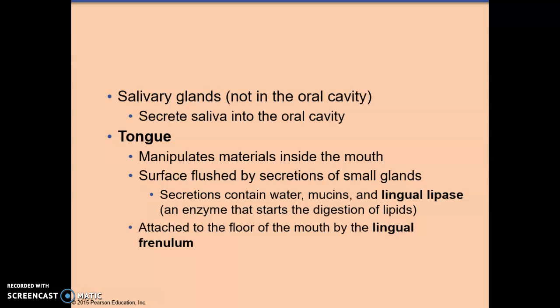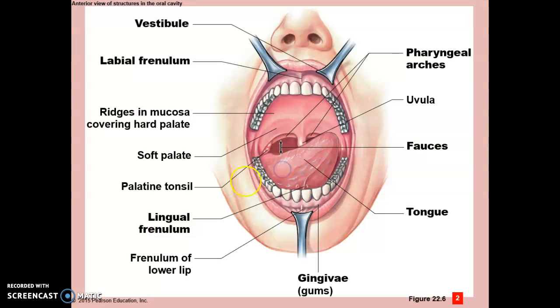The tongue manipulates the material, forming what is called the bolus. The secretions of glands contain water, mucins, which form mucus, and lingual lipase, which starts the digestion of lipids. The tongue is attached to the floor of the mouth by the frenulum.